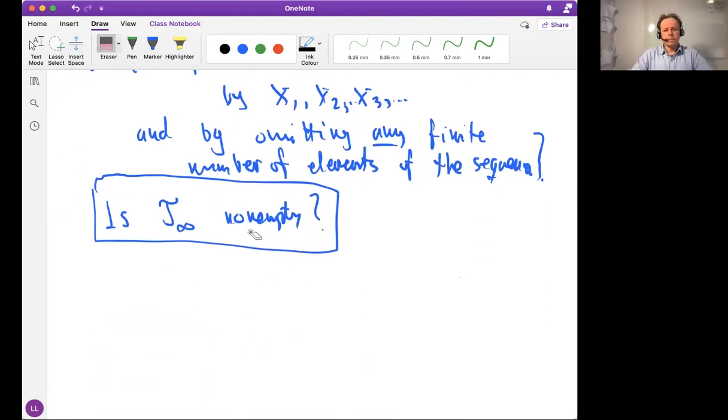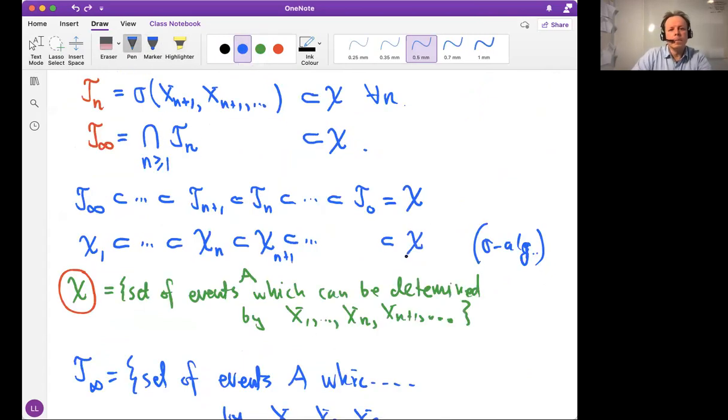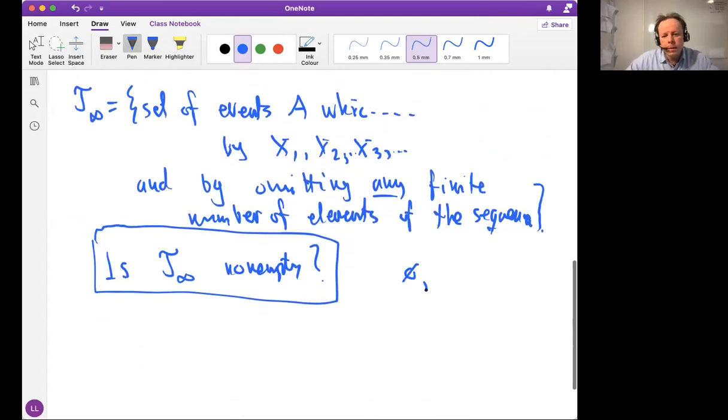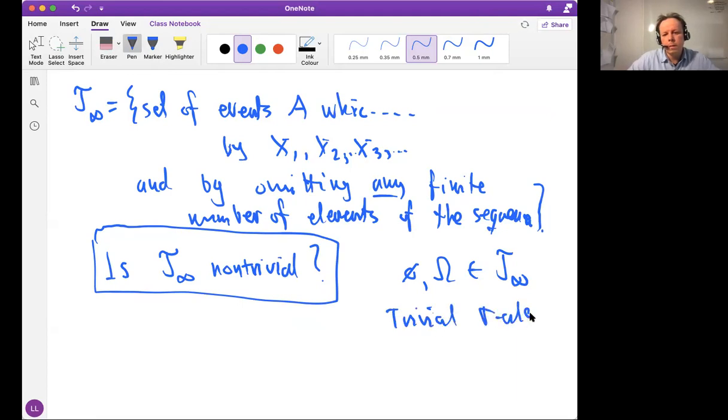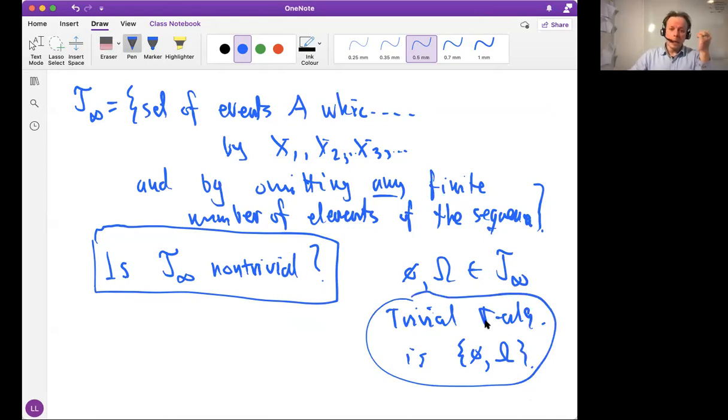We know that the empty set and omega are always contained in T infinity. That's why we are actually asking whether it is non-trivial. The trivial sigma algebra is the collection that only contains the empty set and omega. We ask, is this non-trivial? Does it contain anything else?